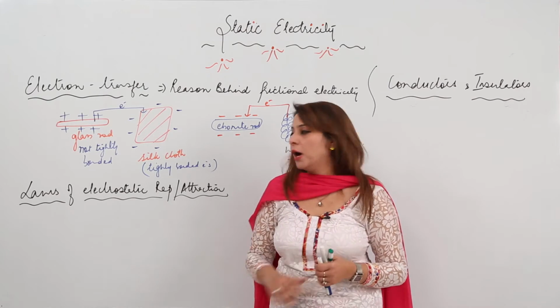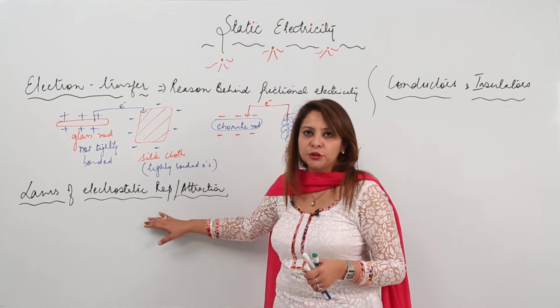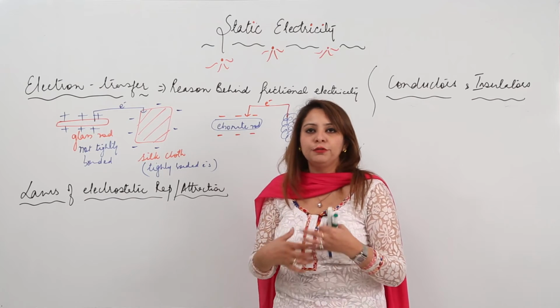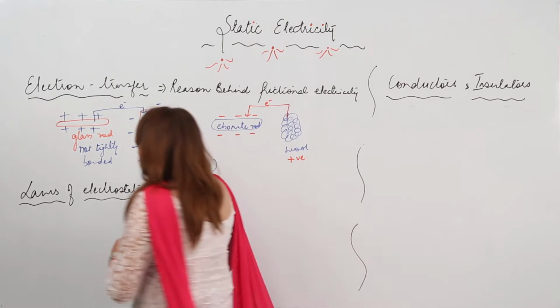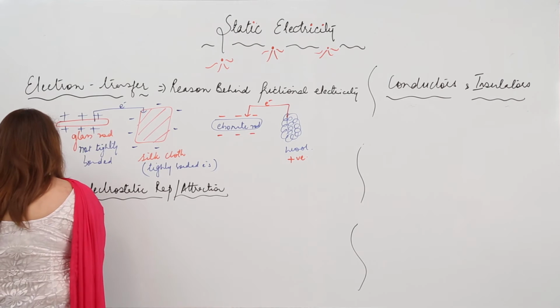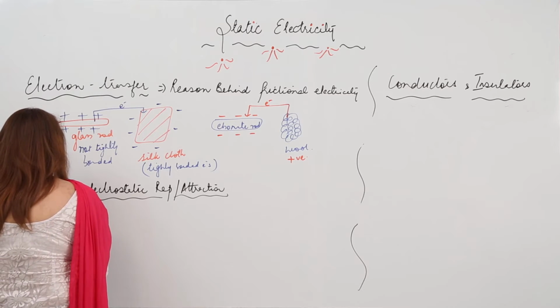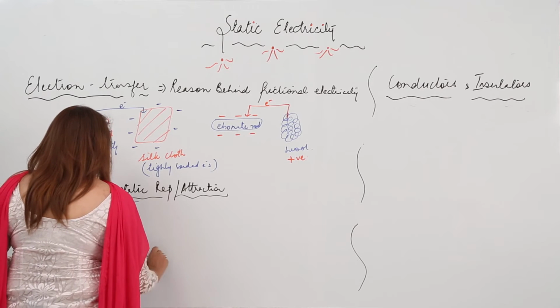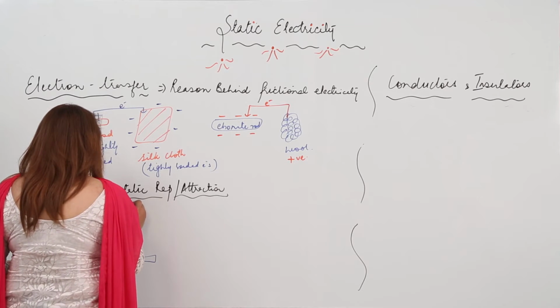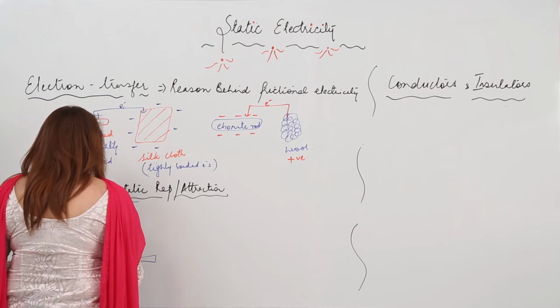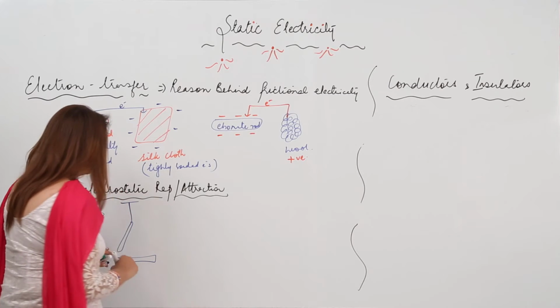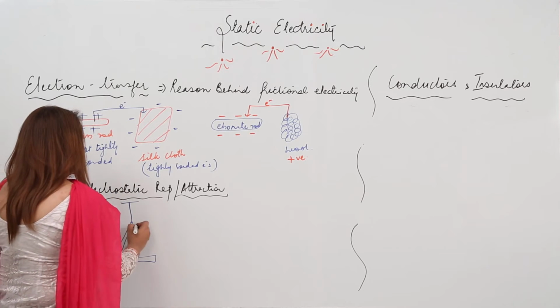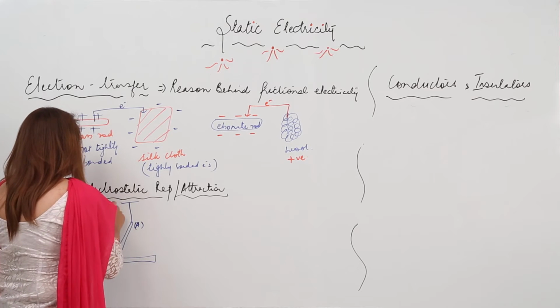Now we'll talk about the laws of electrostatic repulsion and attraction. I'll illustrate with a few activities. See, I have a glass rod. Let's say this is my glass rod. I'm going to take one more. This is my stand, and I'm going to suspend one glass rod with a thread. So this is my glass rod A and this is my glass rod B.